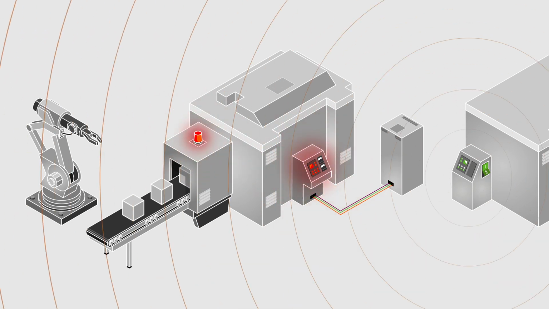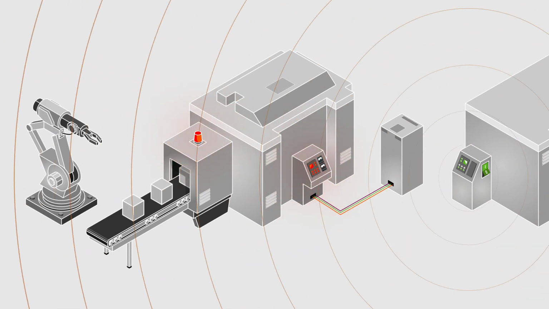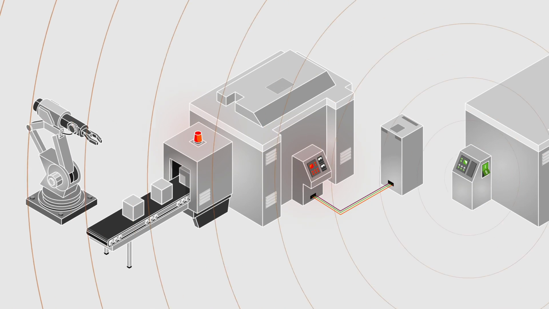Both types of disturbance can seriously affect the electromagnetic compatibility. This may lead to malfunction or even complete system failure. It is often very difficult to diagnose the cause of the disturbances and can lead to long downtimes.